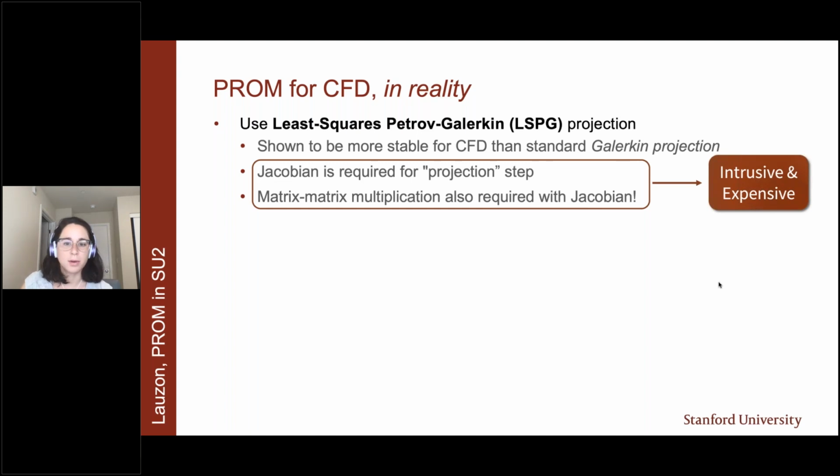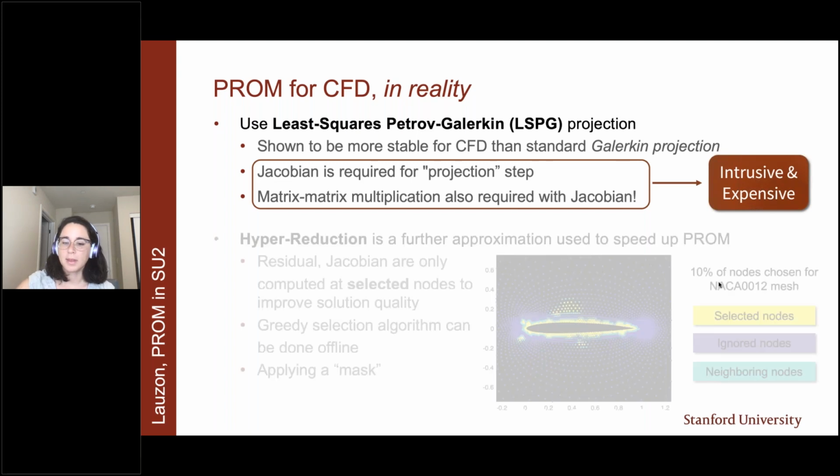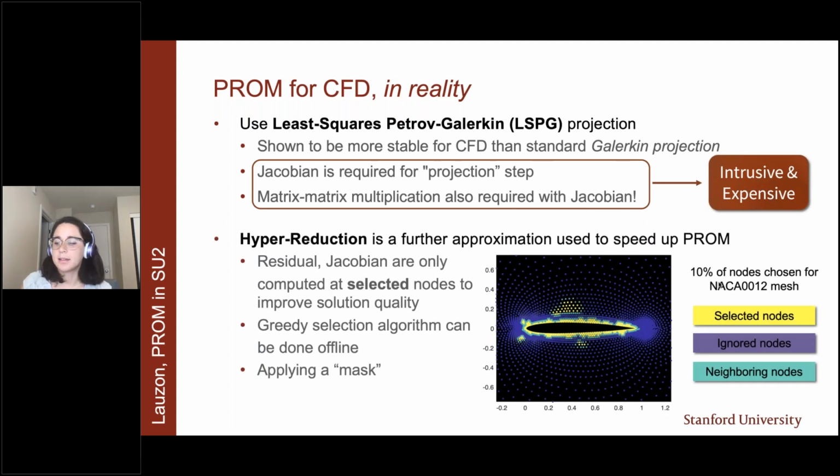The intrusive part is a more minor obstacle because SU2 is open source. However, we don't want the ROM to be expensive because that defeats the purpose of a surrogate model. To combat this additional computational expense, another approximation is introduced called hyperreduction. At every iteration, the predicted solution, residual, and Jacobian are only computed at a small subset of nodes and are ignored at all other nodes.